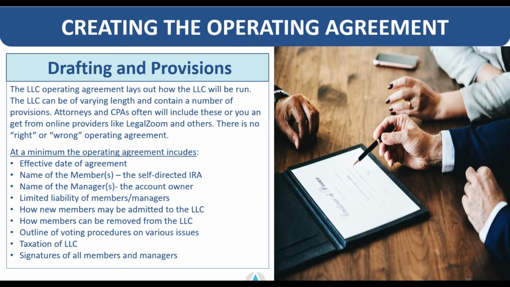Again, this is typically going to be taxed as a pass-through. It cannot be taxed as an S-Corp. That's one important thing. You cannot tax this LLC as an S-Corp because an IRA cannot be the shareholder of an S-Corp. So you can tax it as a pass-through, tax it as a partnership. You can tax it as a C-Corp if you wanted to, but typically people don't, because then you'd be electing to pay taxes on all this great tax-sheltered money. And then it has to have a signature of all the members and the managers.